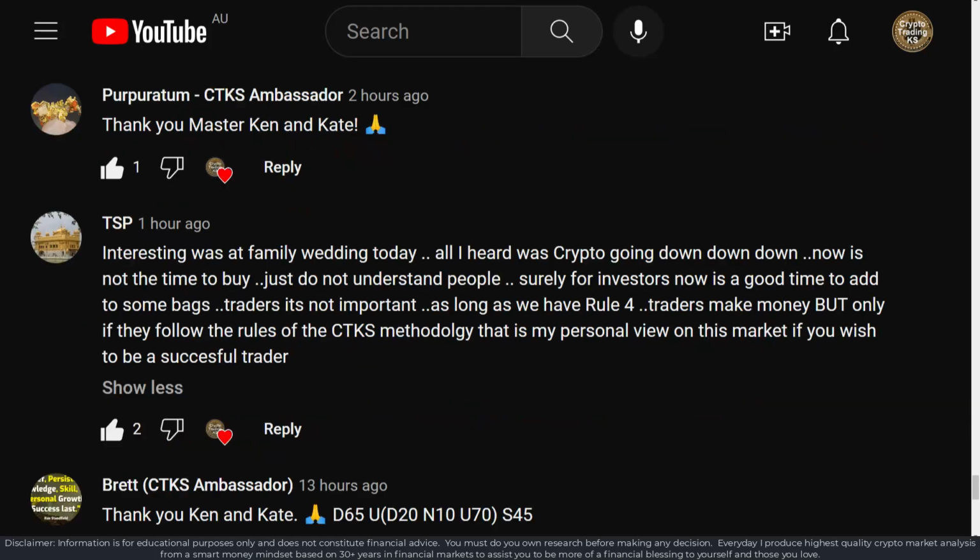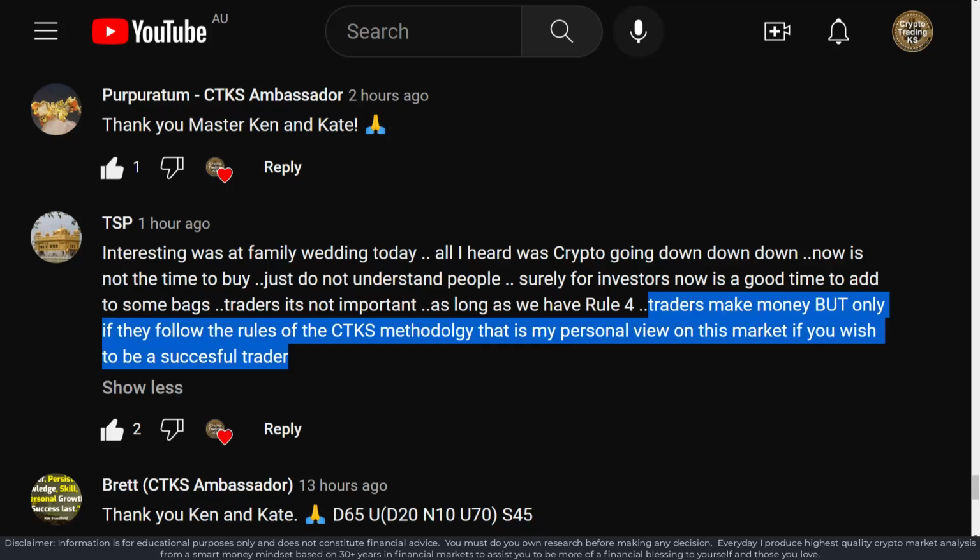A big thank you to Purpuratum, and TSP had a really good statement. With crypto going down, now is the best time for investors to actually scale in, but don't go all in at one level, as you've seen. And the truth is that this will be a trader's market for the next foreseeable period of time.